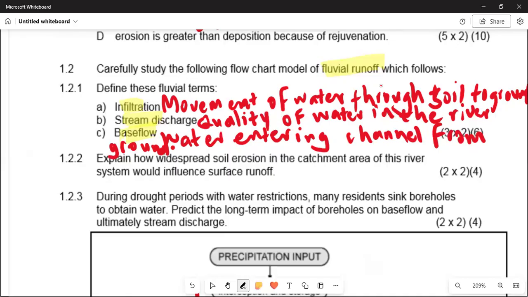Number B, we talk of the stream discharge. That is the quality of water in the river. Remember that we've got acidic water and then we've got lime water. So the quality of water, it is the stream discharge. What the stream is giving out, the water discharge. And then we've got now the base flow. We are saying the base flow is when water enters the channel from the ground. That is the base flow.